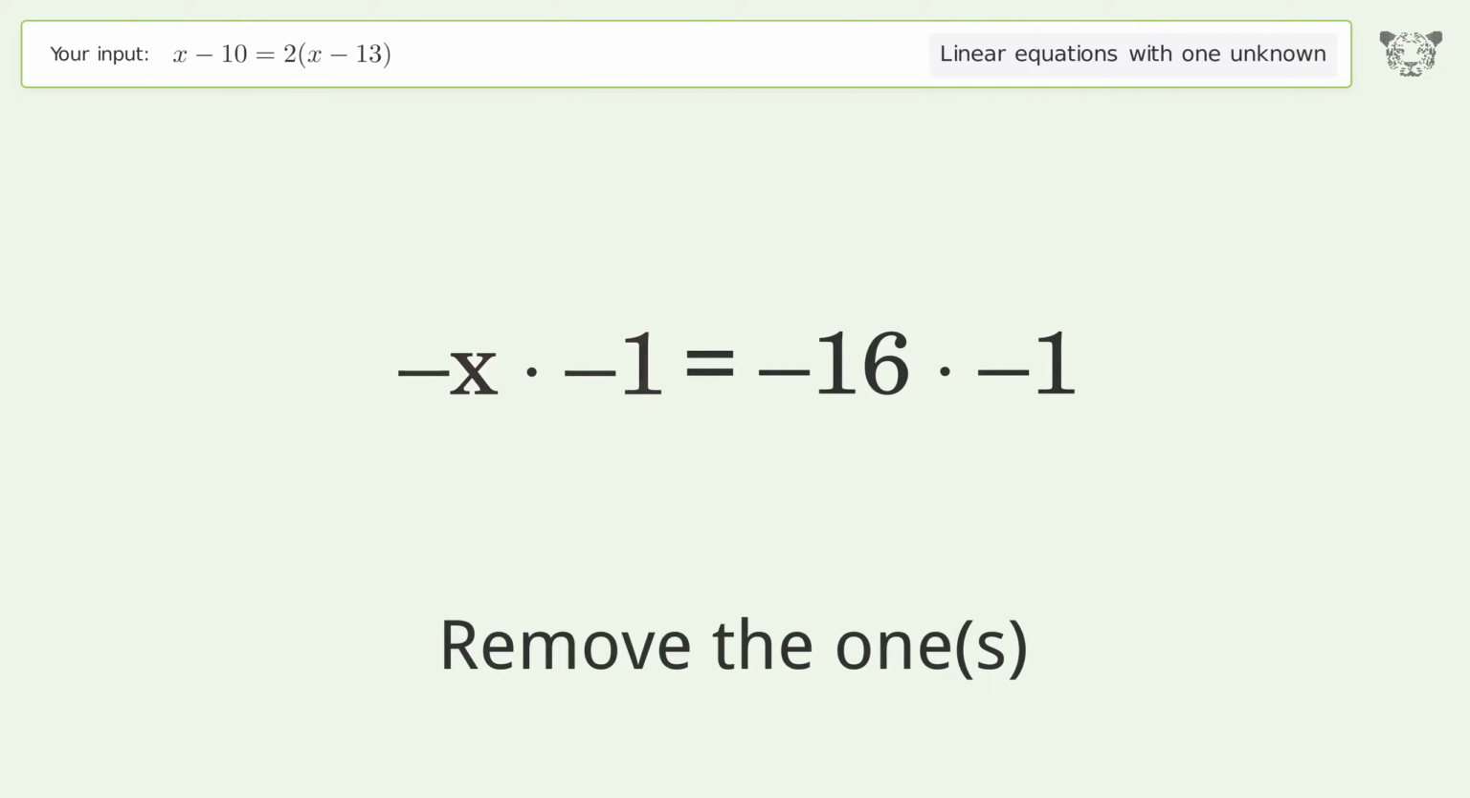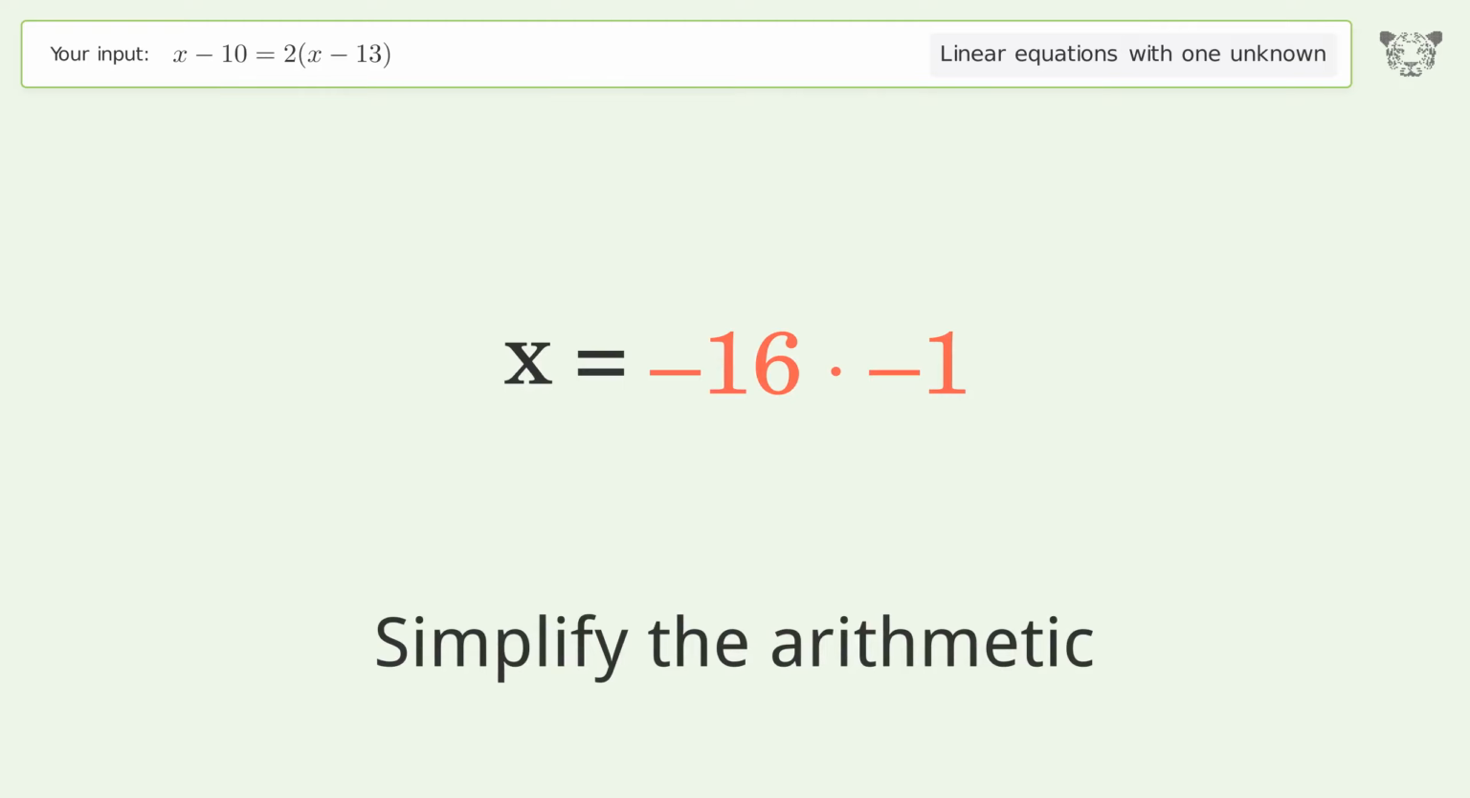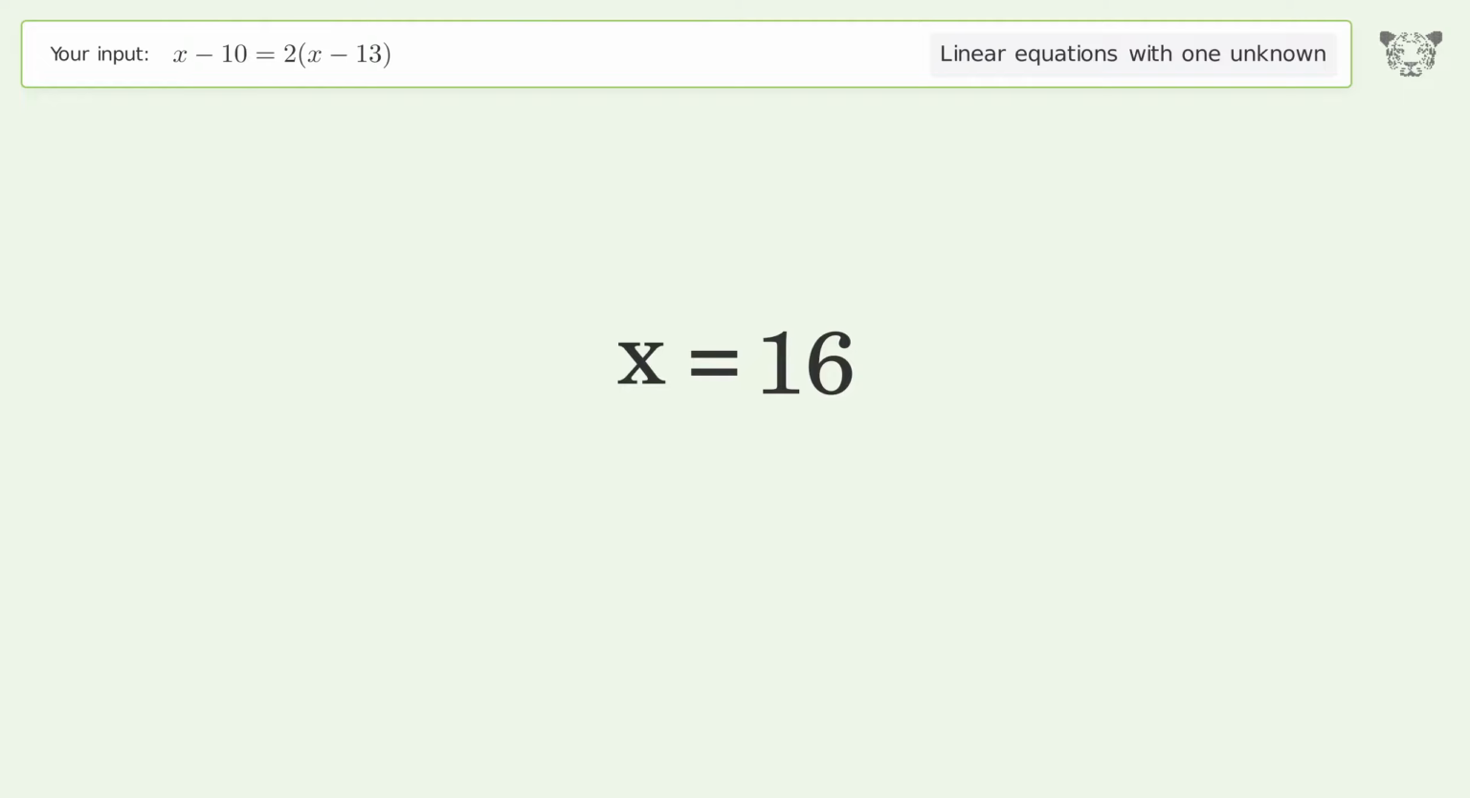Remove the ones. Simplify the arithmetic. And so the final result is x equals 16.